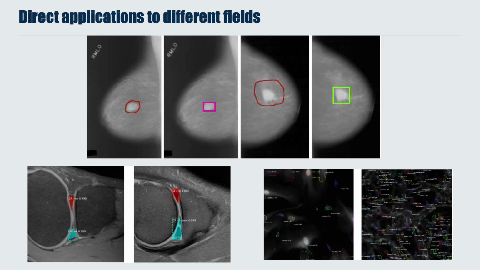So here just some pictures actually taken from these publications, where you see application to mammography on top with either benign and malignant lesions with the associated bounding box, the knee meniscus tear detection and segmentation with Mask R-CNN here, and for nuclear cell segmentation.